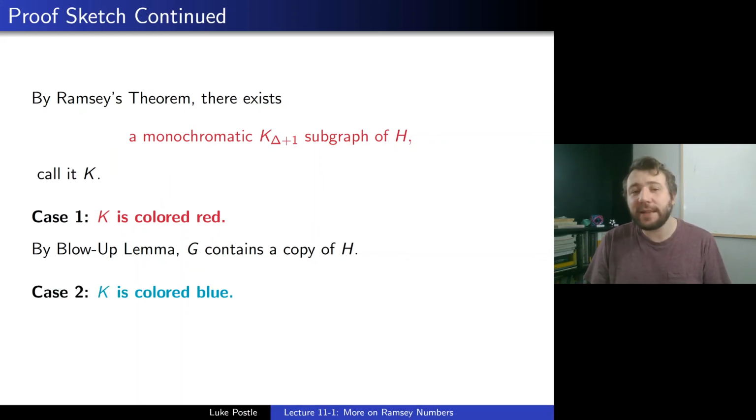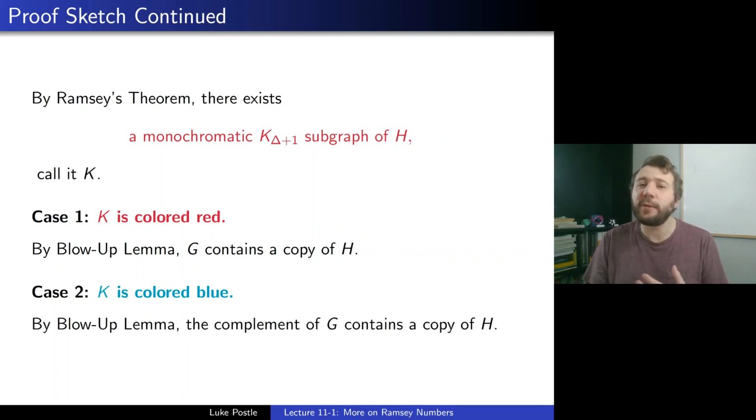Similarly, in case 2, if it's colored blue, that means the subgraph has all low-density pairs. You might have some edges, but they're low density. So if you apply the blow-up lemma to the complement of G, it contains a copy of H. We go past to the complement and find the copy of H as a blow-up, finding the non-edges as they would be for H. And that works the same.